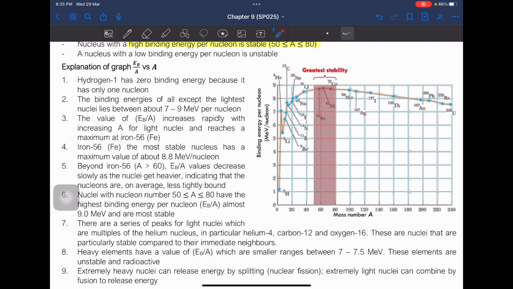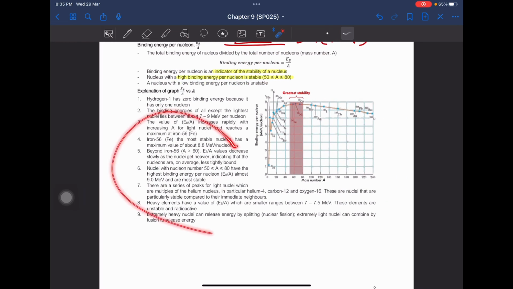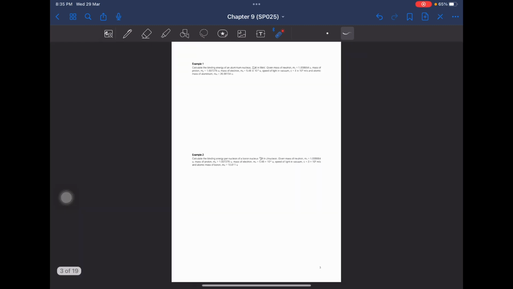And the value of binding energy per nucleon increases rapidly with increasing mass number, but they reach a maximum at iron-56. So that is basically the explanation. Alright, so that is that.